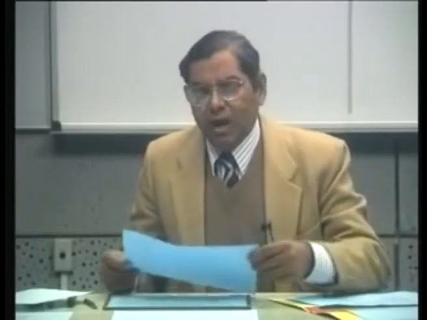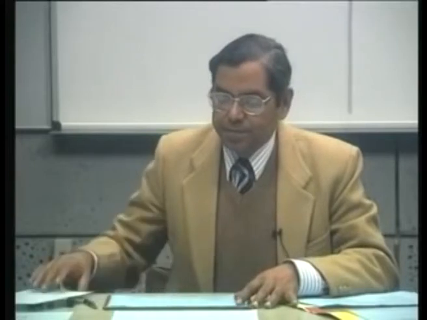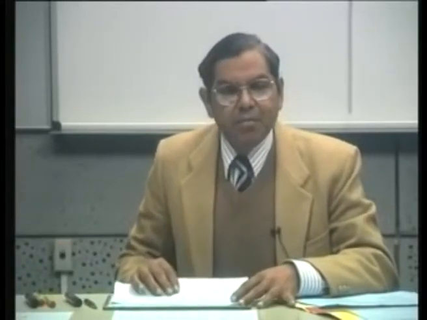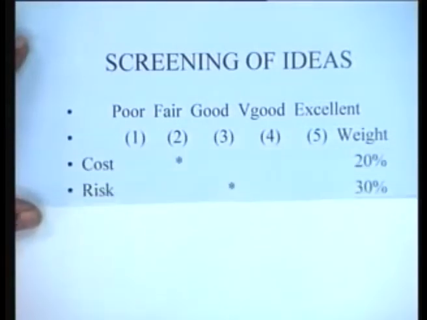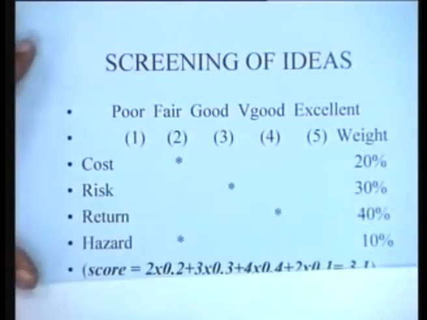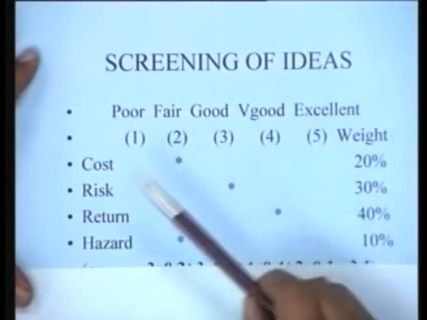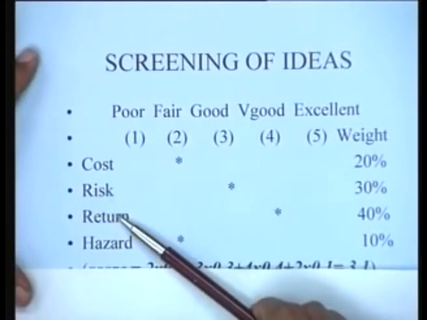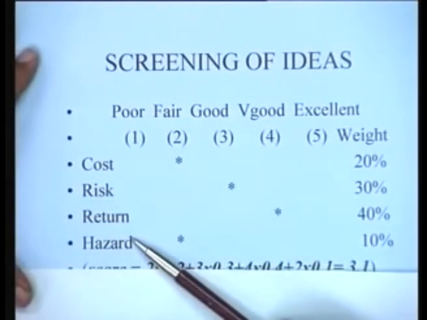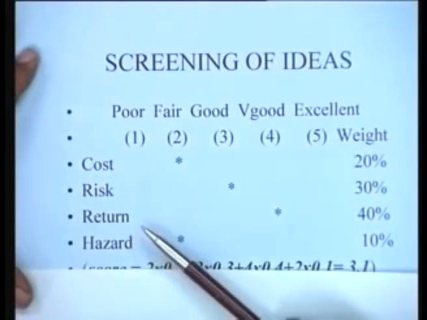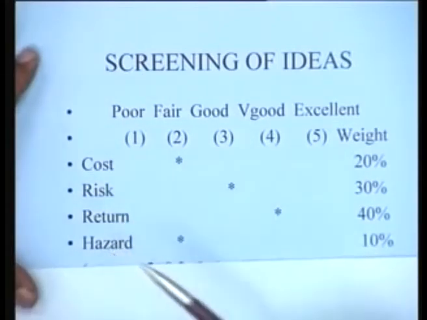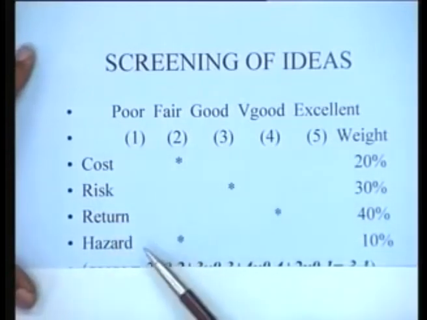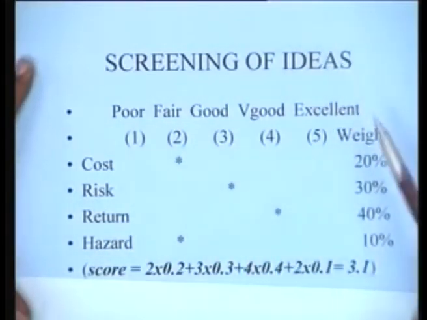So let me just mention how screening is done. See, screening of each idea could be undertaken based on some criteria. Say typically one could think in terms of criteria like what is the cost of the idea, what is the risk involved, what is the return if I implement this idea, and is it a hazardous thing? Does it mean a threat to life or property or groups of people? This kind of thing. Let's say, you could have a variety of other criteria, and for each criteria you have a sheet like this.